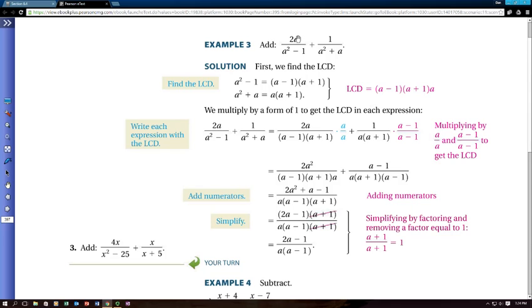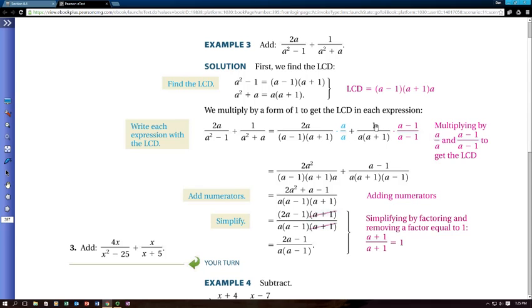So when I'm trying to change this 2a over a squared minus 1, I already know that it's 2a over these two factors, that difference of squares factor. Well, what's the missing prime factor for the LCD? Well, it's got this one, it's got this one. It doesn't have the a. So I need to multiply the denominator by a, and the only way I can multiply by anything in here, it has to be equal to 1, so I make it a over a, which is equal to 1.